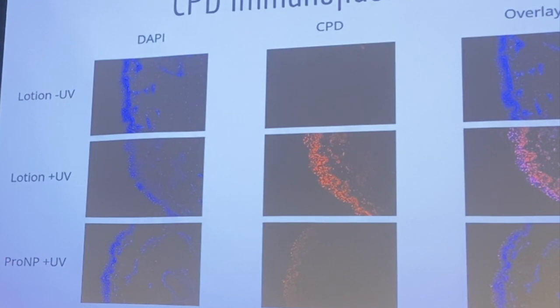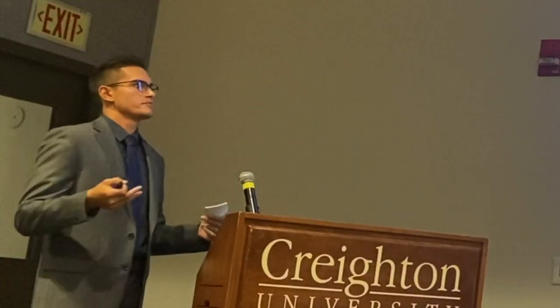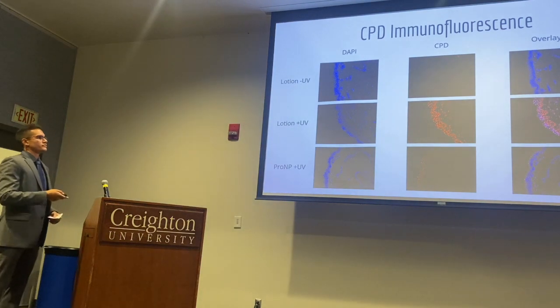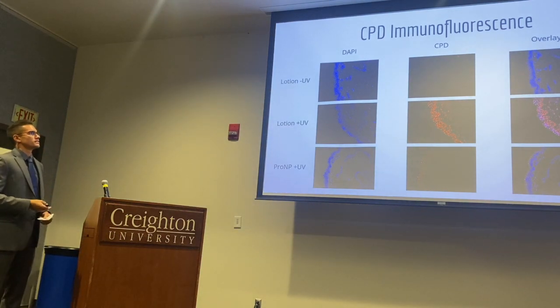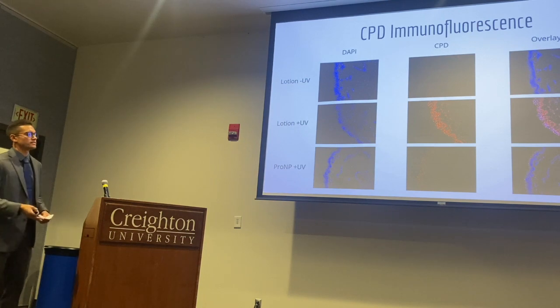Now the overlay is meant to demonstrate the actual signal, the positive signal from these CPD cells. We can see in the overlay of the lotion no UV that there's not any signal, and that's to be expected as it wasn't exposed to UV. There's quite a bit of this positive signal here in the lotion with UV. We know that these are positive because we overlaid the DAPI and the CPD channels, and if these cells line up, that means we have a positive cell. And the Pro-NP with UV is a little bit more stained than the no UV, but just a little less than the lotion with UV.